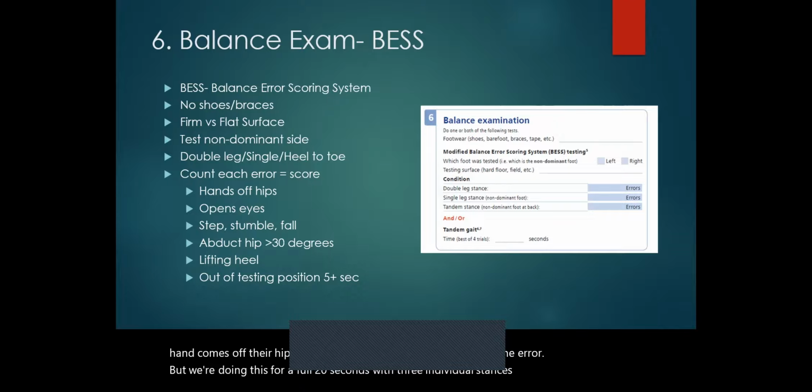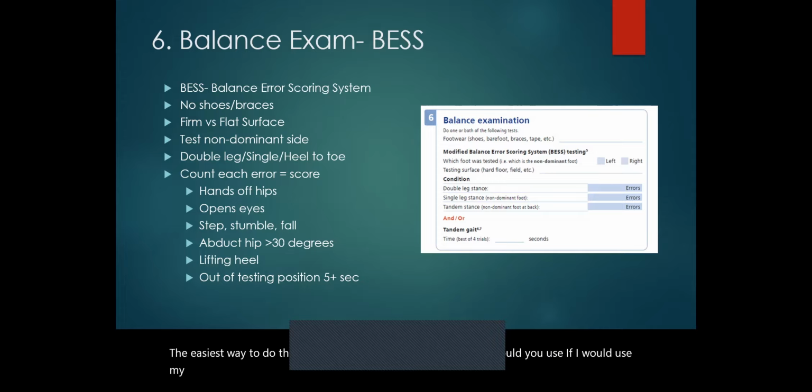So feet together and then standing on your non-dominant foot. How are we assessing what's their non-dominant? The easiest way to do that is if you were to kick a ball, which foot would you use? If I would use my right foot, now I'm going to do all my single leg testing on my left foot, right? We also have to think about previous ankle injury or anything that could cause them some issues in being able to stand on a single leg.